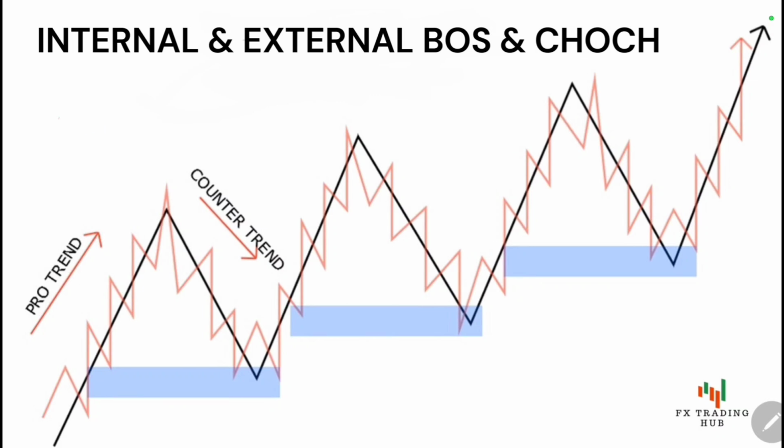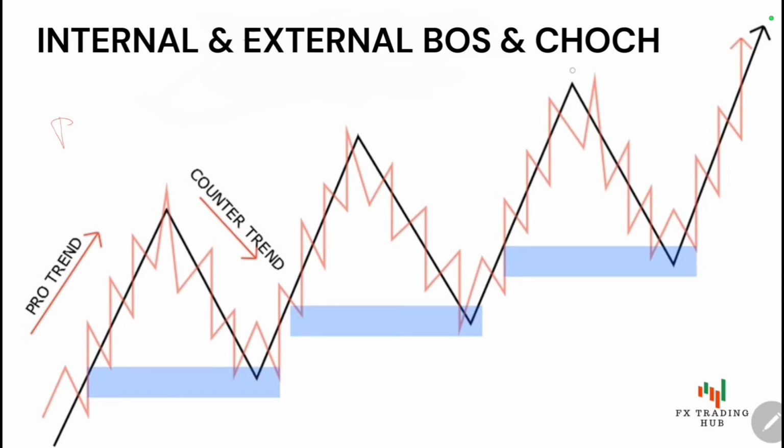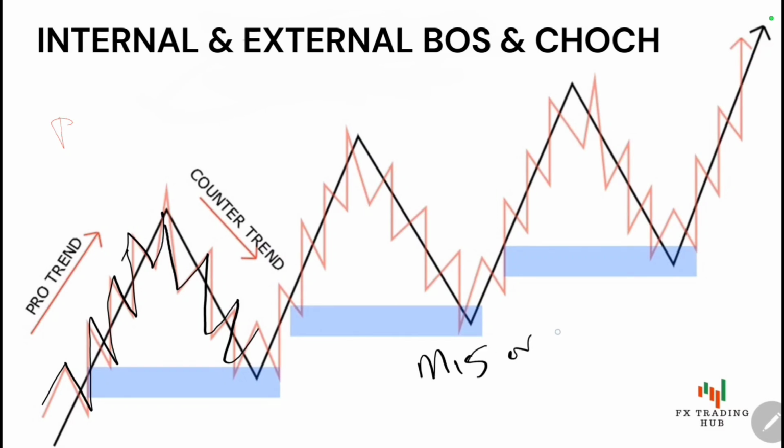For example, this could be your daily time frame or your H4 time frame. This black movement is your higher time frame. You can see the market is creating higher highs and higher lows on a bullish trend. Then on the light red here, you can see that the market creates higher highs as well and higher lows, its own market structure. This light red could be your 15 minutes time frame or even your 5 minutes time frame, while the black is your higher time frame.